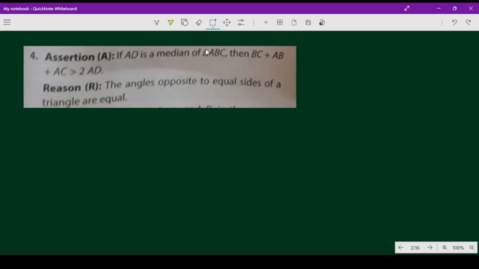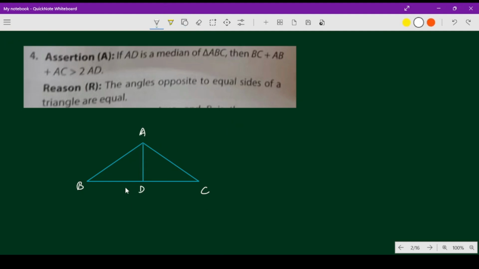Now let's look at different questions based on the inequalities of a triangle. Here I have taken an assertion and reason question. In the assertion we are given AD is the median of triangle ABC, then BC plus AB plus AC is greater than 2AD. Whether this reason is true or false, we have to check. So let's say we have a triangle ABC and a median of this triangle is given, AD.